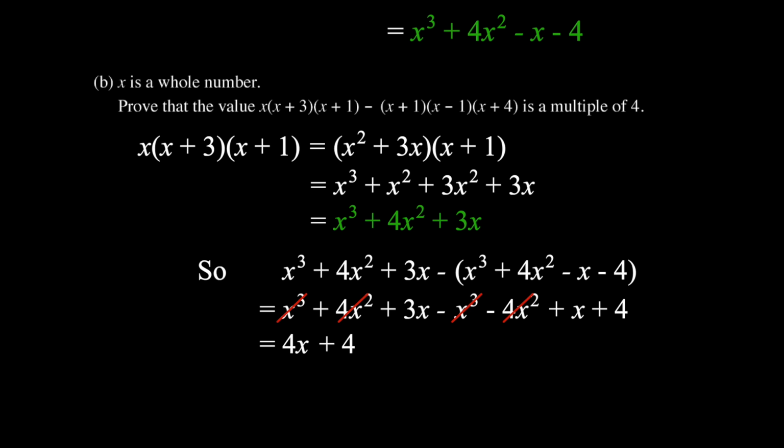As we need to show that this expression is a multiple of 4, we need to end up with 4 multiplied by something. We can see that for both the terms 4x and 4, they are both divisible by 4. So we can rewrite this expression as 4(x + 1).